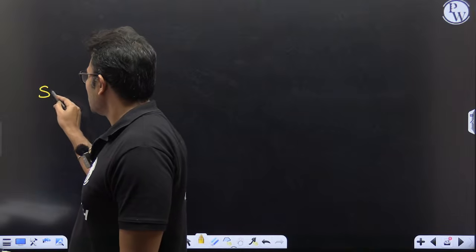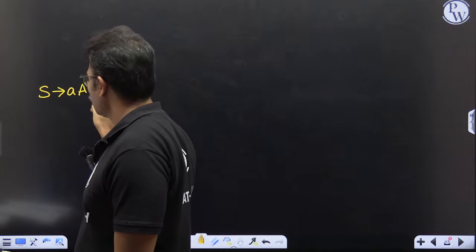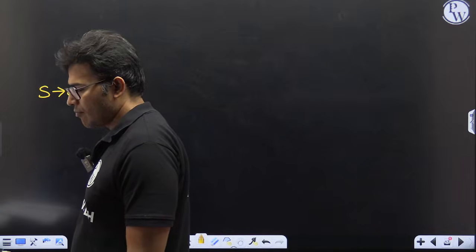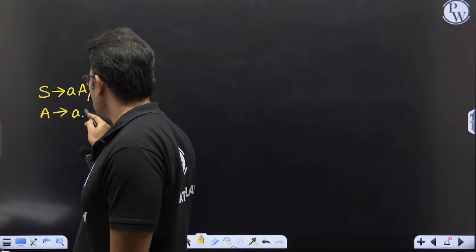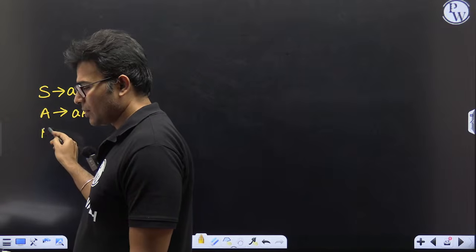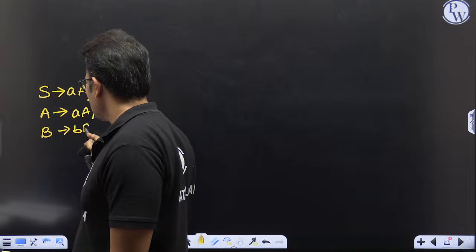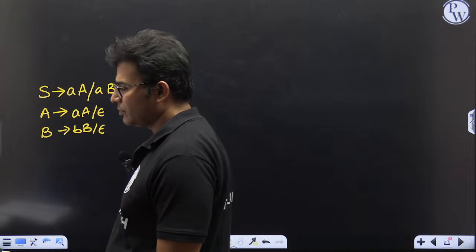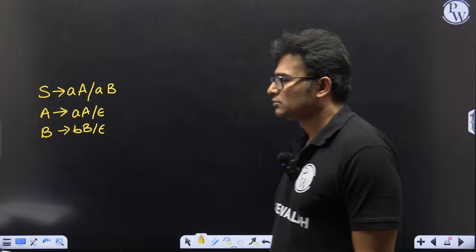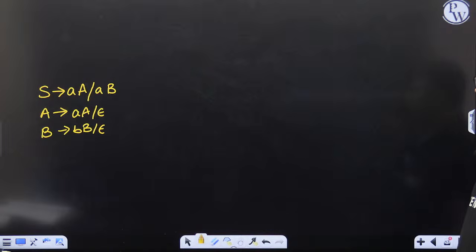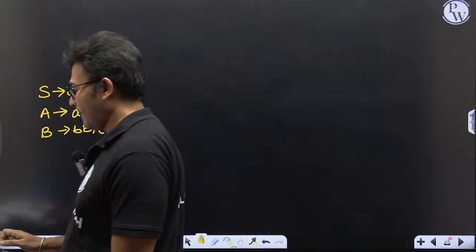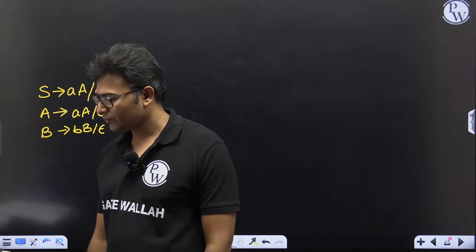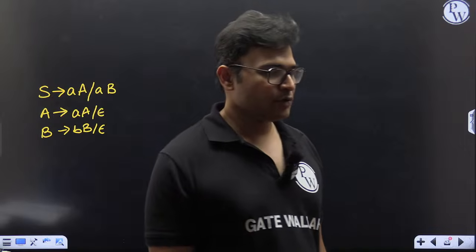Now tell me about this. S derives A or AB. A derives A or epsilon. B derives BB or epsilon. Tell me whether this grammar is ambiguous.